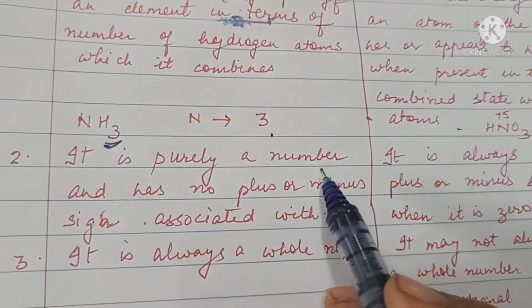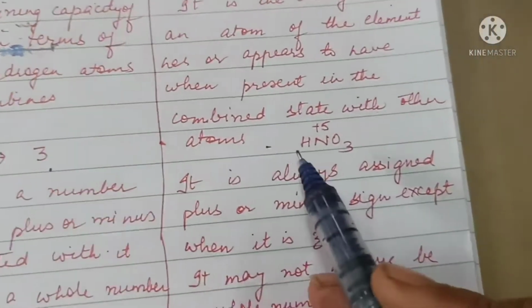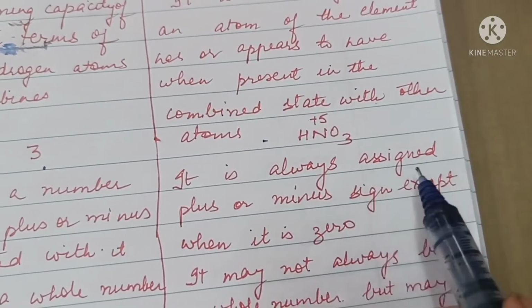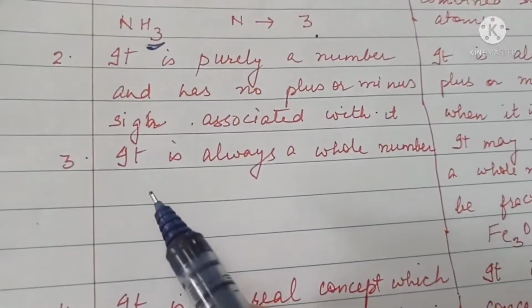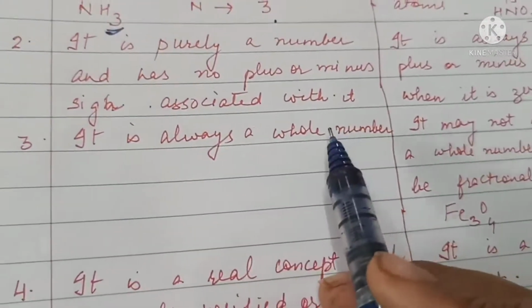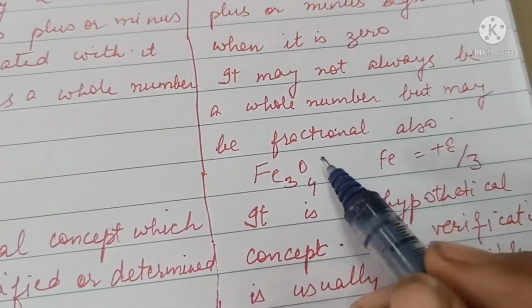Valency is purely a number and has no plus or minus sign associated with it, whereas oxidation number is always assigned with plus or minus sign except when it is 0. Valency is always a whole number. Oxidation number may not always be a whole number, may be fractional also.